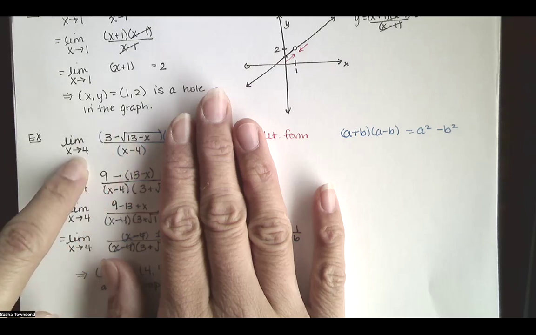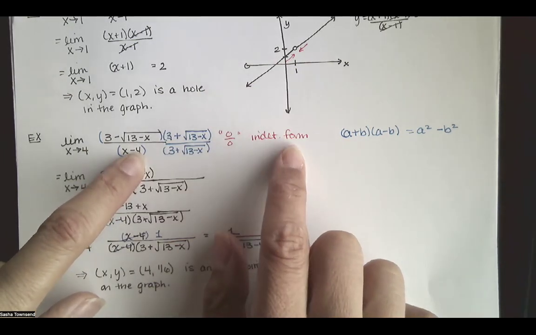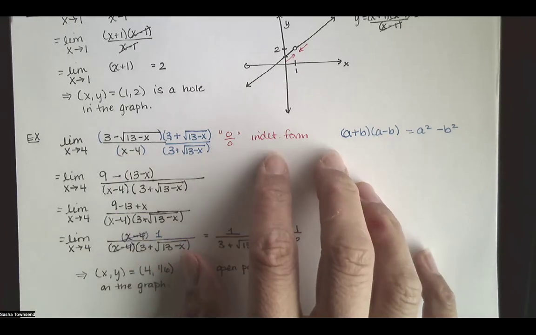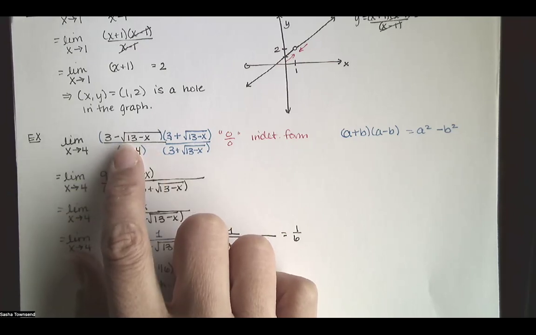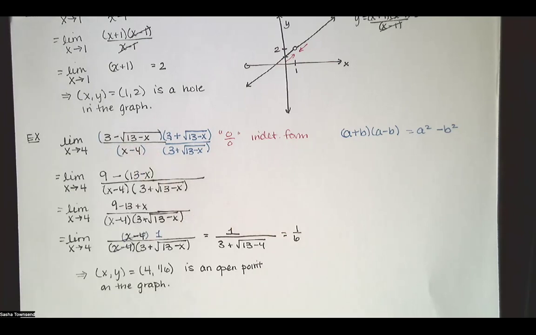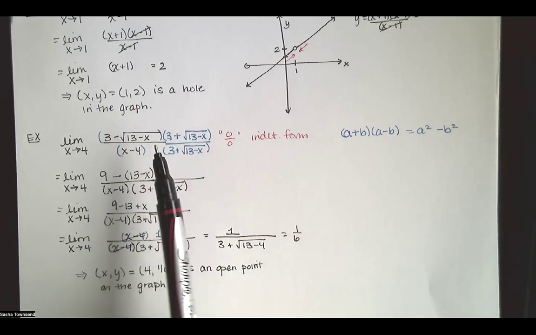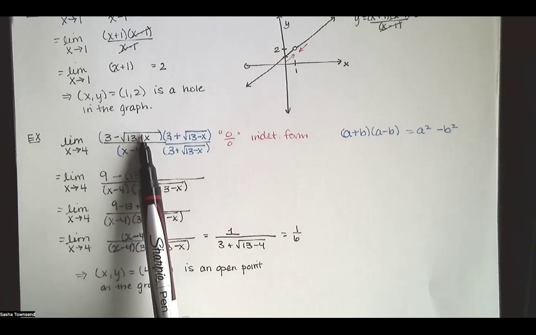Over 4 minus 4, which is 0. So that is a 0 over 0 indeterminate form. So you say, okay, how can I get rid of that 0 over 0 indeterminate form if I can't factor it? I mean, I can't factor it because of the square root. You say, well, I can't factor, but maybe if I multiply by just the right thing, I'll be able to factor. And I notice that I've got this 3 minus the square root expression.